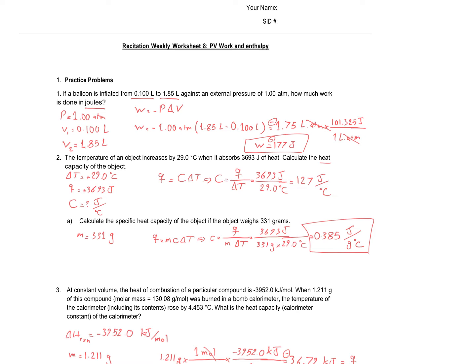So if we have the same object, and we know the mass of it, 331 grams, now what is specific heat capacity? If you want the specific heat capacity, you have to use Q equals M C delta T. So to find the specific heat capacity, you have Q and you have delta T. Now you have M, so you plug it in and you find the specific heat capacity, and the unit is joule per gram per degrees Celsius.